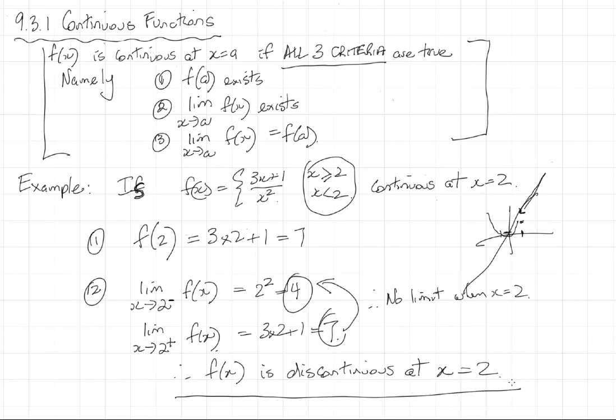And so that shows you how to test for continuity of functions. The three criteria all have to be met, and you need to go through it and do it bit by bit. And as soon as you get one that doesn't work, then you know the function is discontinuous at that value.